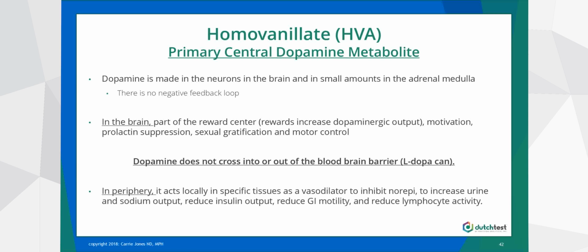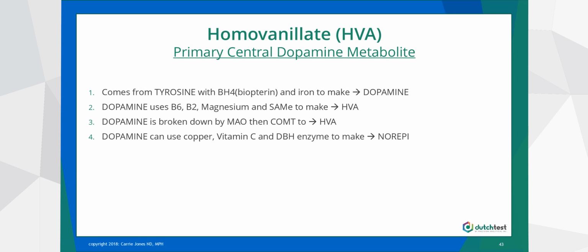In the periphery, from the adrenal, it acts very locally, in the tissue that it's in. It's a vasodilator to inhibit norepinephrine. It increases urine and sodium output. It reduces insulin output. It reduces GI motility, and it does reduce lymphocyte activity. So just an FYI that the dopamine coming from the adrenals does do those things.